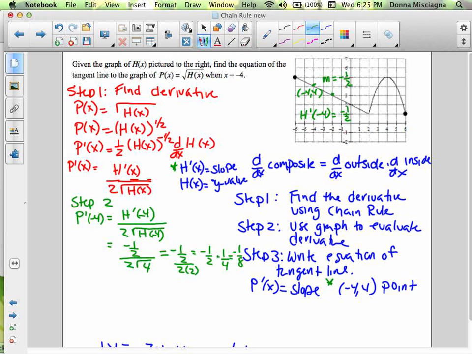So there we have the slope. And now we've got the point. So step 3, write the equation of the tangent line. That's the easiest part of all.